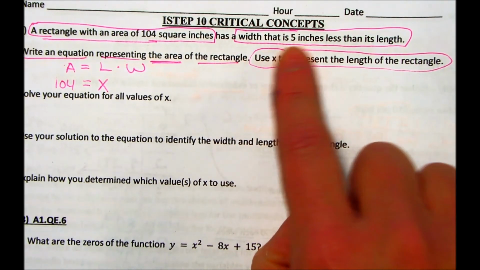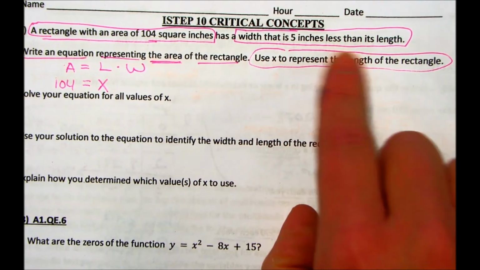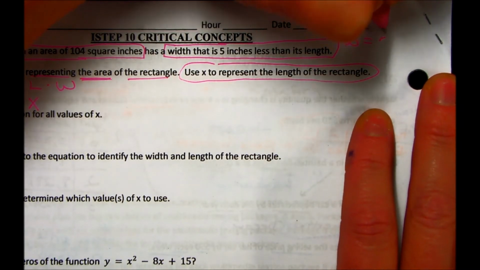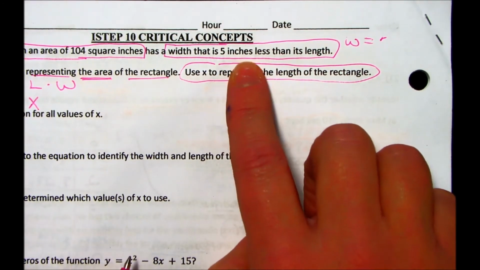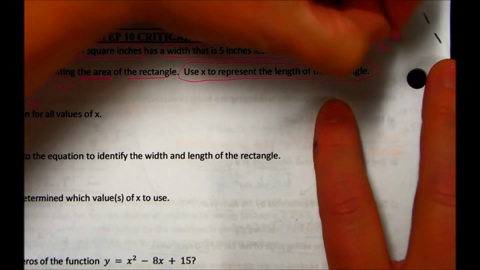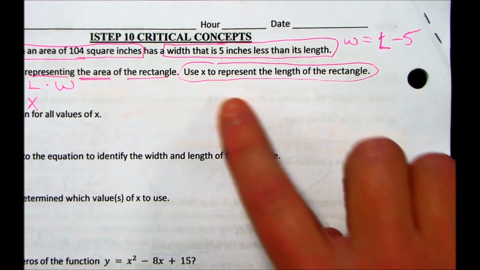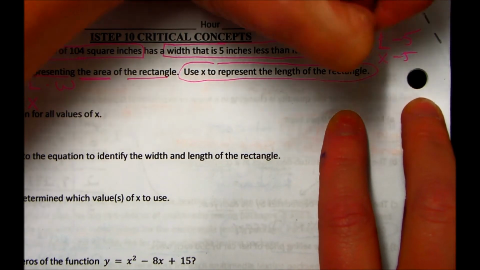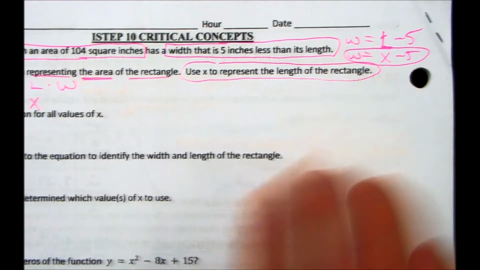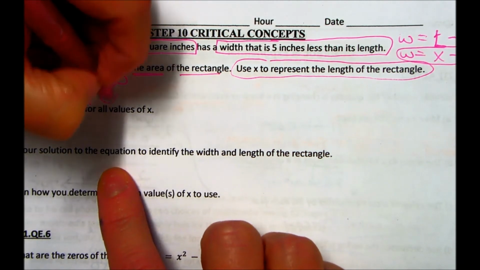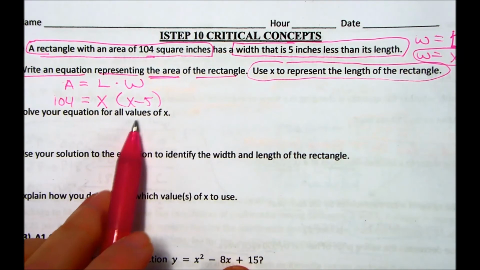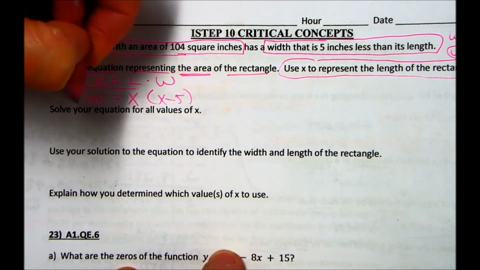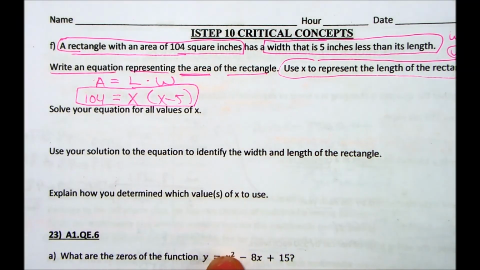And then one more piece of information, it tells us our width is 5 inches less than its length. So the width equals, you're taking 5 away from the length. You can think of it as L minus 5, however, since for the length we're using x, it's x minus 5. So the width is equal to x minus 5. So I can now multiply by x minus 5. And because that's a binomial, you want to put it in parentheses. All right, so here's our equation. That was what they asked us to do first, write an equation.